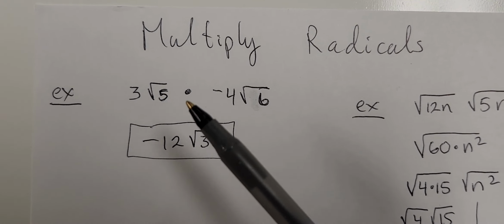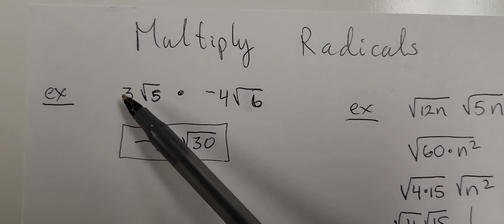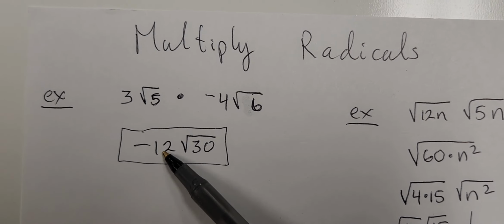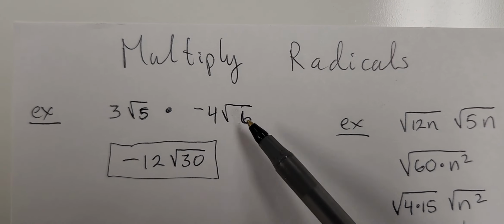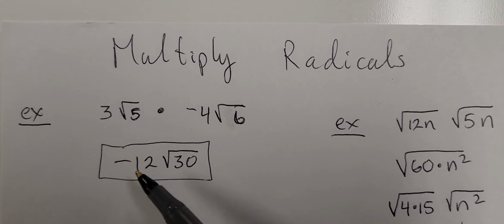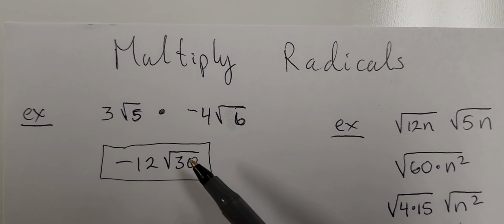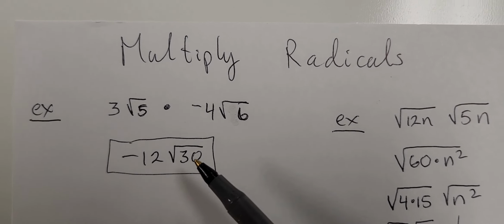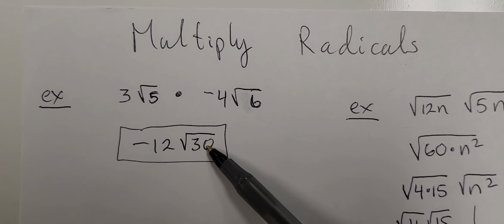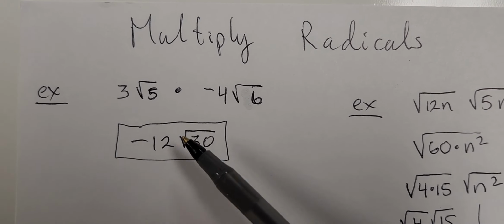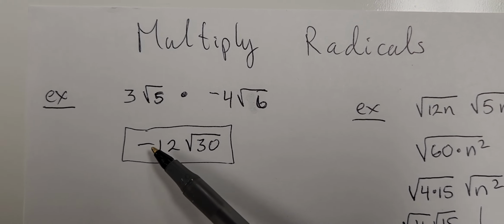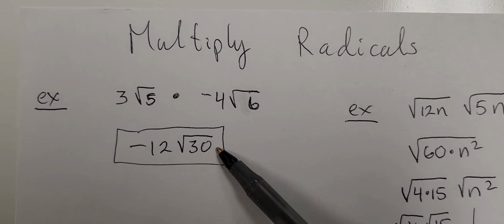Okay, so one more time. Outside number, 3 times -4 is -12. 5 times 6 gives me 30. So -12 square root 30. And we leave this 30 alone because we cannot square root it. So we just leave it as -12 square root 30.